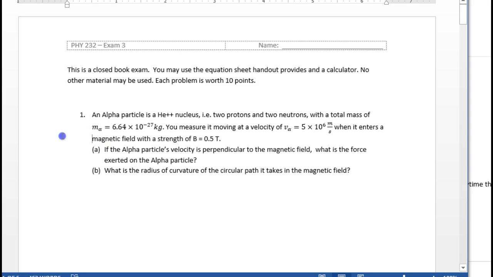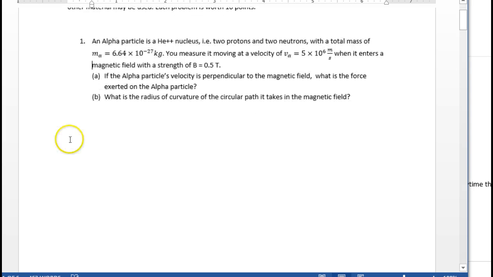Let's take a look at exam 3, problem 1. So here an alpha particle, which is just a helium++ nucleus, i.e. 2 protons and 2 neutrons, and has a total mass of 6.64 times 10 to the minus 27 kilograms, is moving along at a velocity of 5 times 10 to the 6 meters per second when it enters a magnetic field, strength B equals 0.5 Tesla. So if the particle's velocity is perpendicular to the magnetic field, what is the force exerted on the alpha particle?